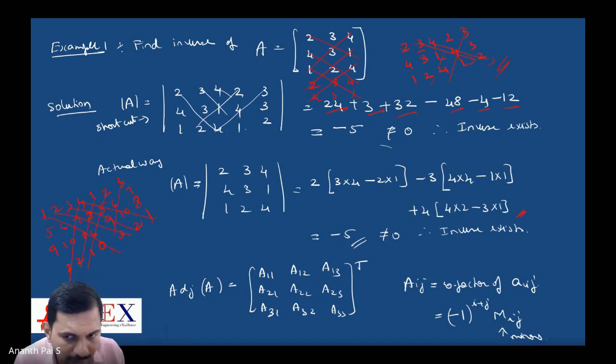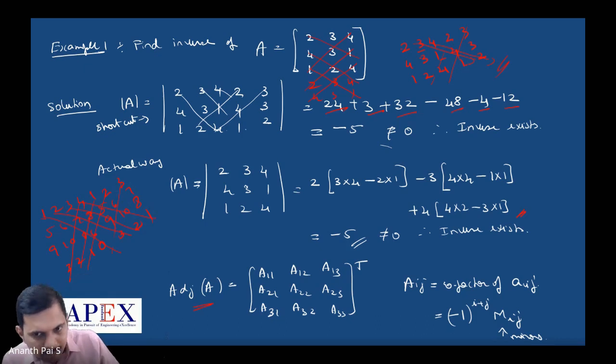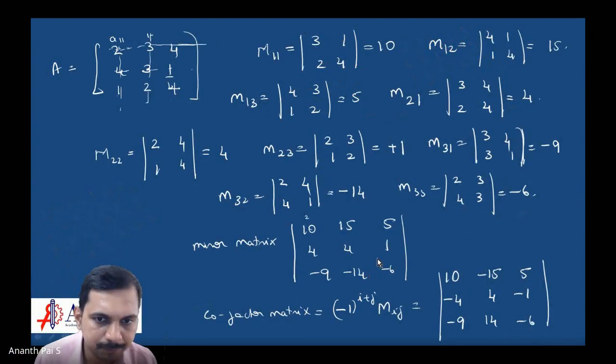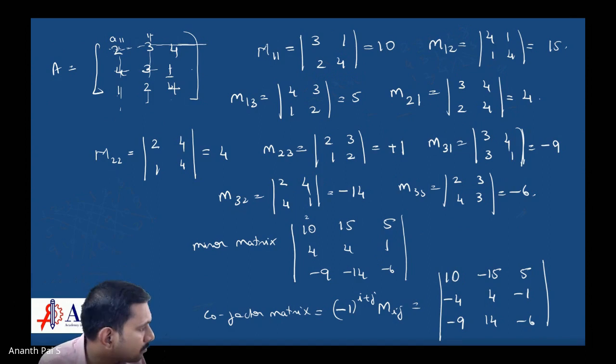Now adjoint, if you see, adjoint is the cofactor of Aij. Aij is the cofactor. So this adjoint is the cofactor transpose. Okay, let us see an example. First is the example. Later on, we will go into depth. So this 2, 3, 4, 4, 3, 1, 1, 2, 4 is the matrix.